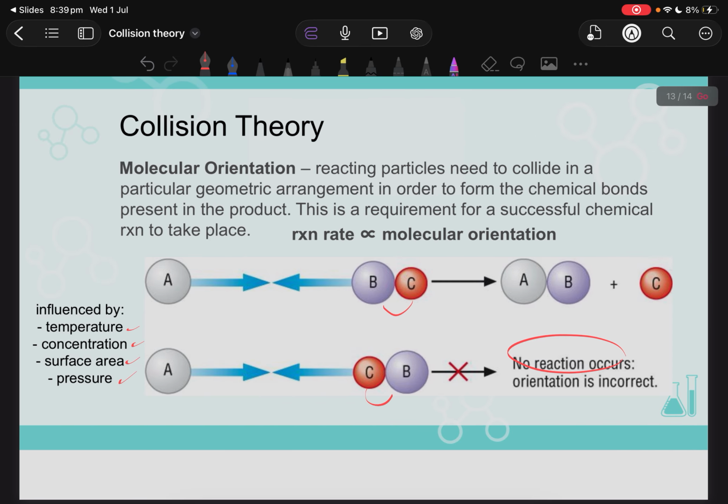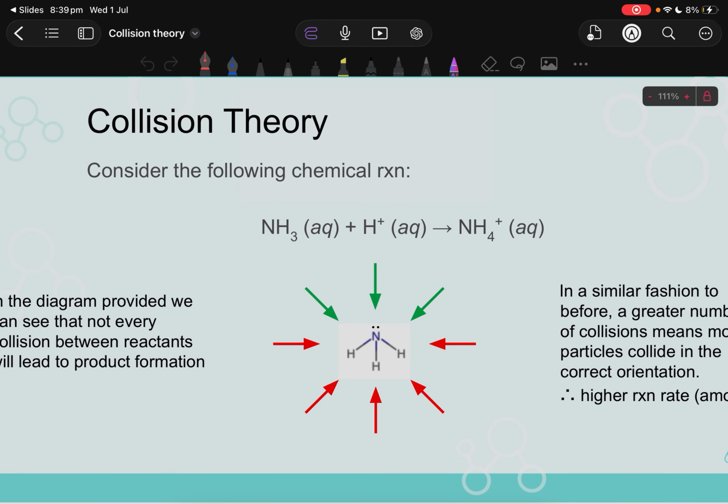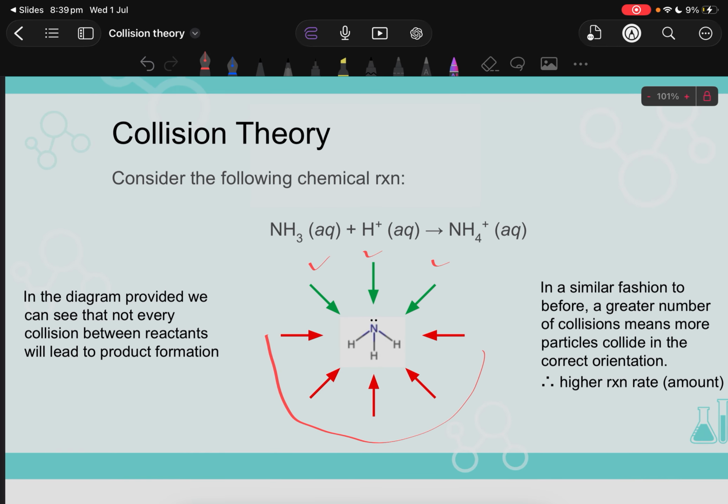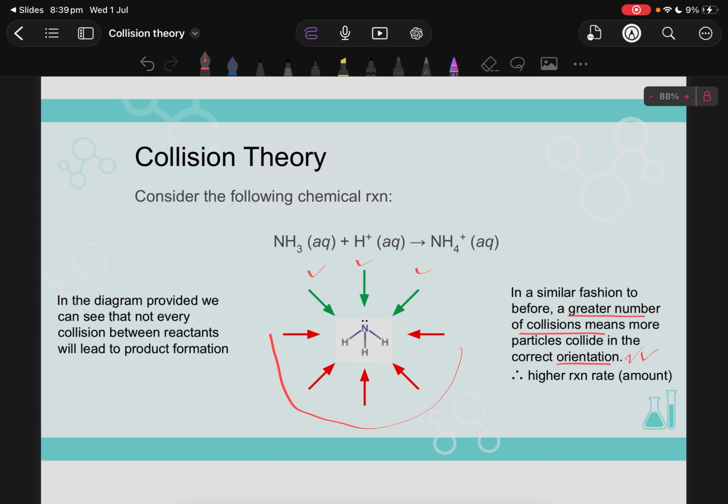If the orientation is more favorable, let's have a look at this one, for example. It's showing you where it's not favorable and where it is favorable. If the orientation is favorable, then it's more likely to react. So a greater number of collisions means more particles collide in the correct orientation. That's pretty common sense. All right. And that's it for collision theory.